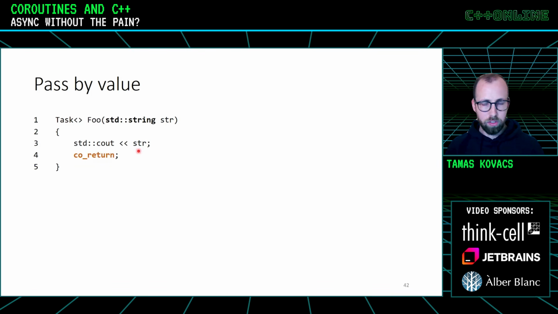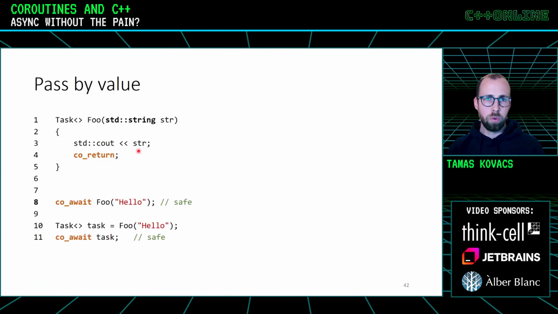If you can afford it, of course. If it's not too heavy to copy the object, because this is always safe. If we take those two examples, in both cases we are safe because we are copying the string into the coroutine frame, and therefore it doesn't really matter if there was a temporary. It's already inside the coroutine frame, and everything is fine.